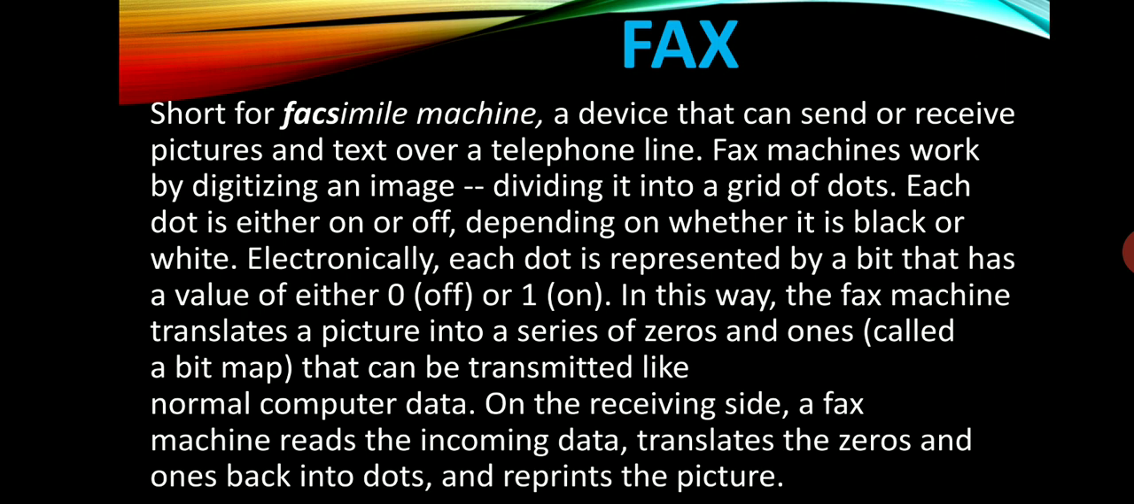Each dot is either on or off, depending on whether it is black or white. Electronically, each dot is represented by a bit that has a value of either 0 or 1. In this way, the fax machine translates a picture into a series of zeros and ones called a bitmap that can be transmitted like normal computer data. On the receiving side, a fax machine reads the incoming data, translates the zeros and ones back into dots and reprints the pictures.